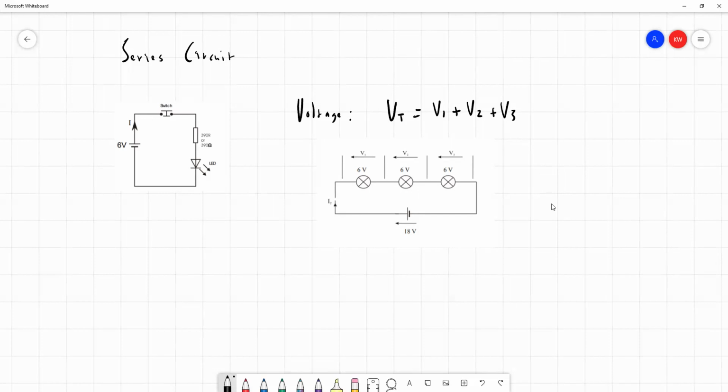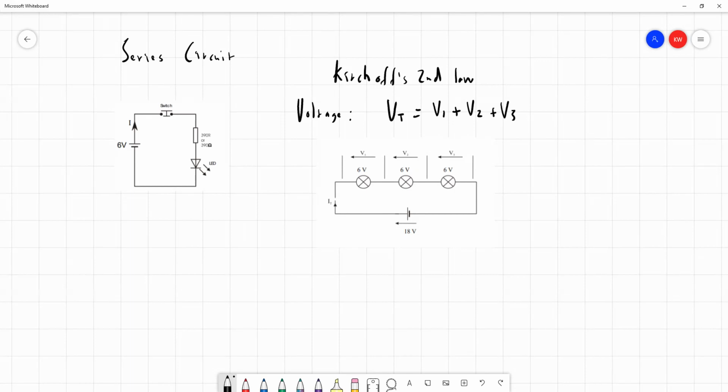So the first thing we know is what Kirchhoff's second law tells us, and I should write this here as well. Kirchhoff's second law: the voltage dropped across each component added up gives us the total voltage, or the supply voltage, in the circuit.